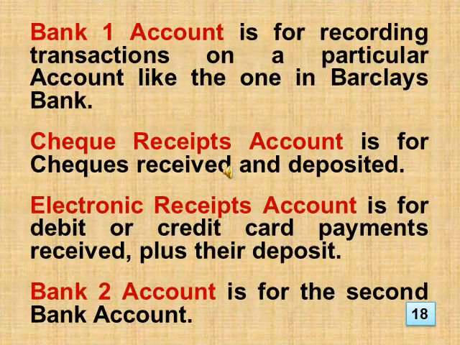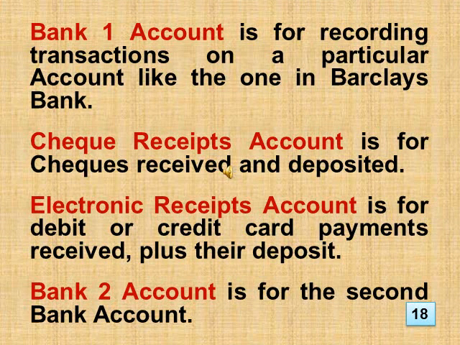Bank 1 account is for recording transactions on a particular account, like the one in Barclays Bank. Check Receipts Account is for checks received and deposited. Electronic Receipts Account is for debit or credit card payments received, plus their deposit. Bank 2 account is for the second bank account.